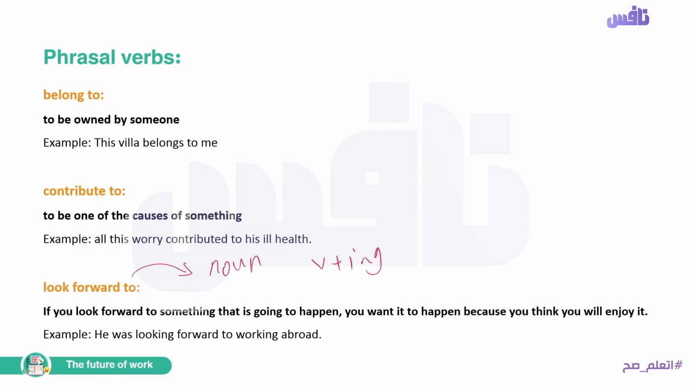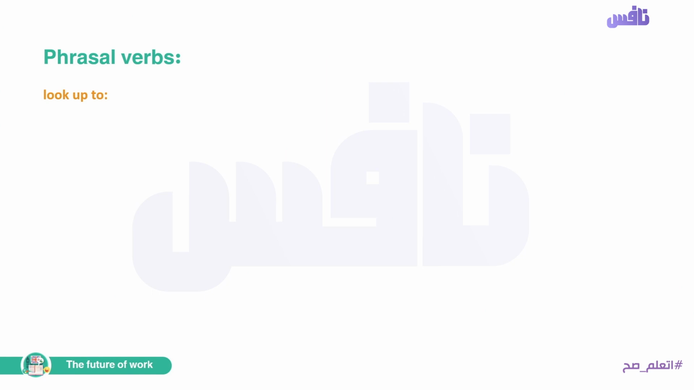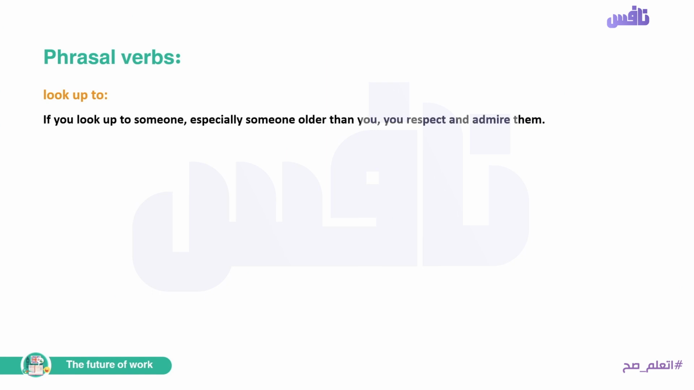كان يتطلع للعمل بالخارج. معنا كمان look up to. If you look up to someone, especially someone older than you, you respect and admire them. يعني انت لو انت قلت I look up to my مثلا my dad، فمعناه ان انت يعني you respect him and you admire him and you want to be like him. الإكزامبل بيقول لنا I always look up to our great scientists.